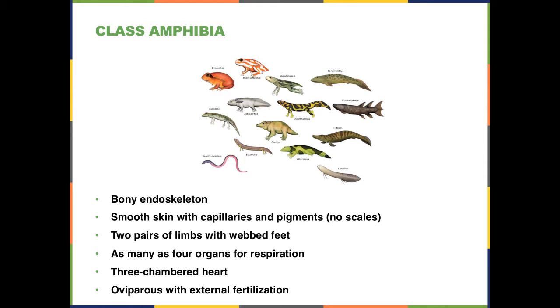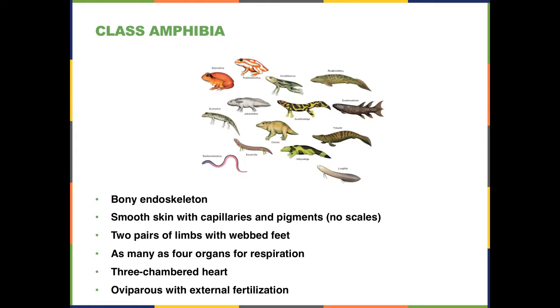that define amphibia. First of all, they have a bony endoskeleton. So, unlike fish, where some fish are cartilaginous and other fish are bony, these are all bony. All the various types of amphibia have bony endoskeleton.